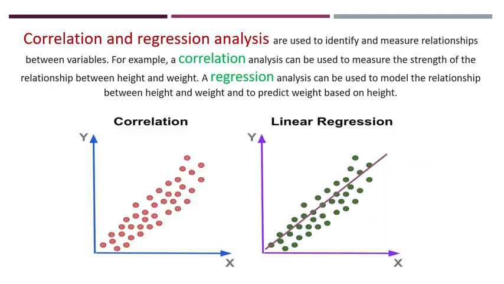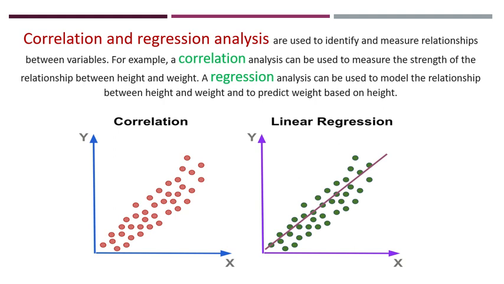Okay, the third type of statistical analysis is correlation and regression analysis. Here you can see a major difference between correlation and linear regression. For example, if you have data, for example, for height and data for weight of a sample or population, then you just want to know the basic relationship between height and weight.